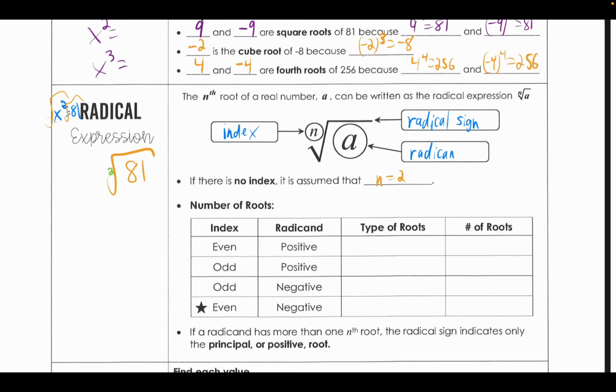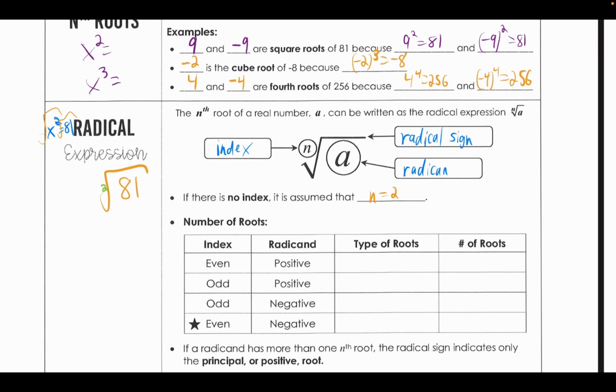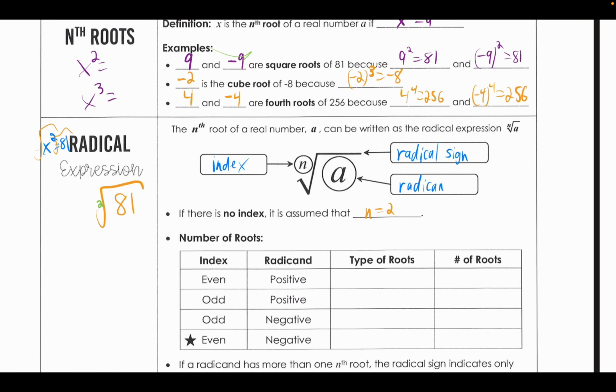So now, if our index is even, whether the radicand, so what's inside, is positive or negative, we're going to get 2 answers. So if our index is even, aka a square root, a 4th root, and a 6th root, as we talked about up here, we're going to get 2 answers whenever that happens. So the number of roots is going to be 2 for those.